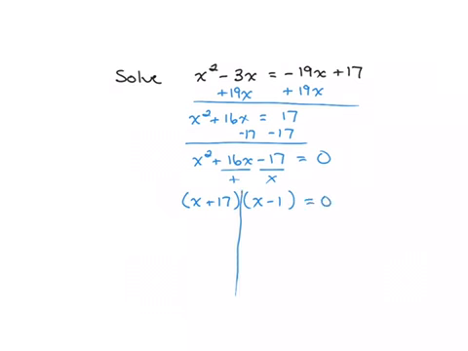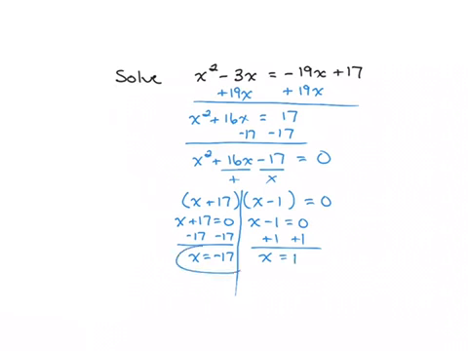Again, using that zero product principle, x plus 17 equals 0 and x minus 1 equals 0. And then we solve for both. So x could be negative 17, or x could be positive 1. So those are the two answers in that case.